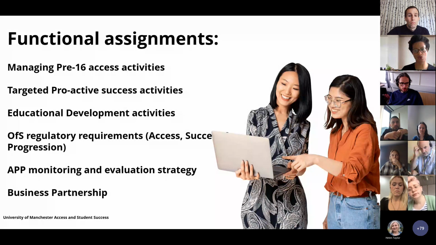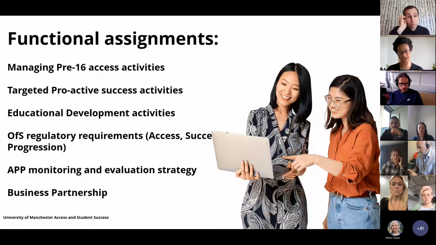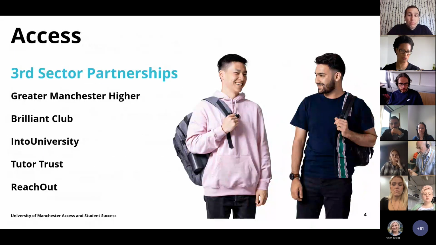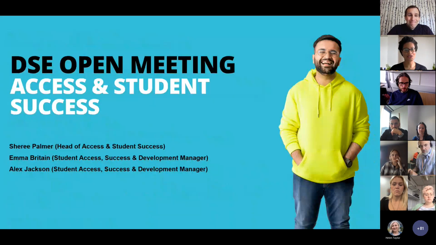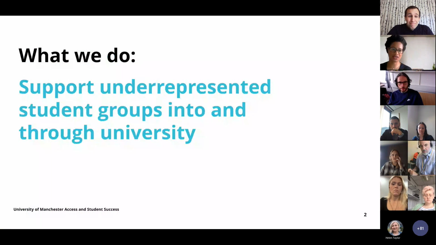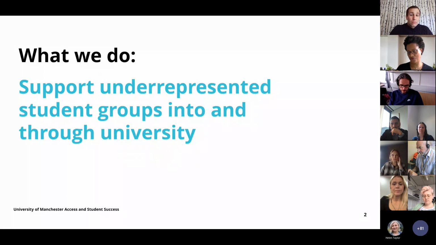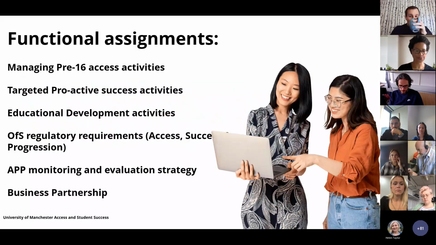Okay. So the second thing we do: targeted proactive success activities. That means looking at students on course, understanding what the barriers and challenges might be to student success, and then putting in place targeted interventions to support attainment and success. And success can mean more than one thing. So success can mean success in terms of attainment. Success can also mean development of skills. It can mean building a CV so that students can actually move into their desired professions or careers as well.